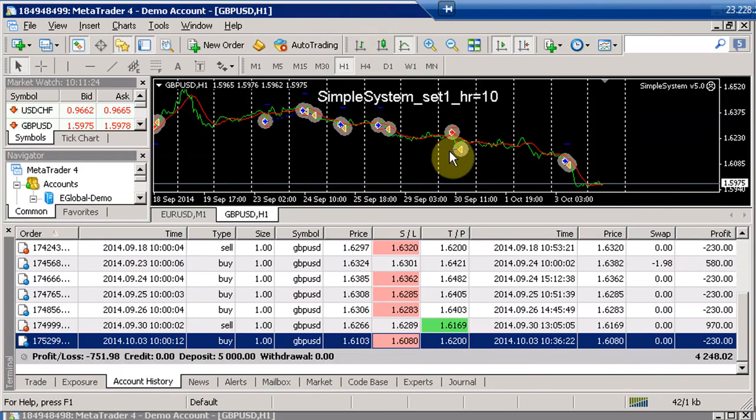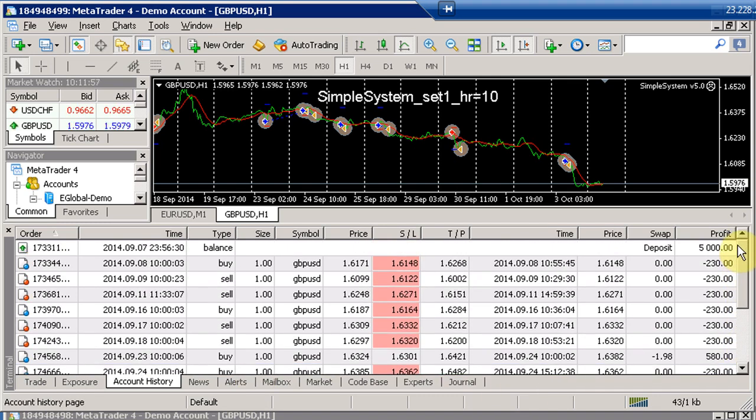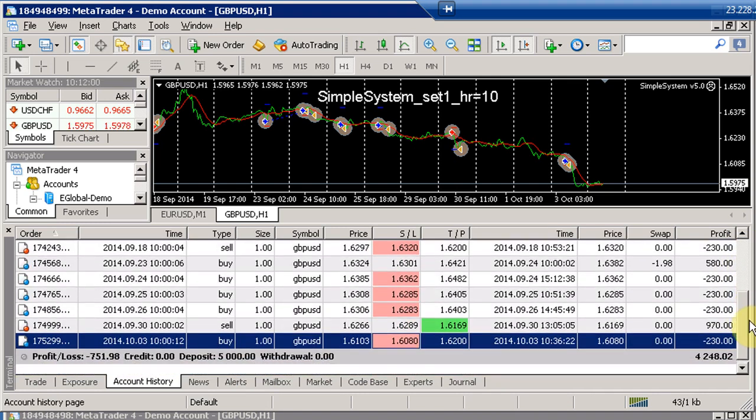So here we've got simple system, set 1 with hour 10. As you remember, this was the most profitable set on our back test and forward test. However, in the live demo test, we can see that it has been performing completely differently. It has actually created a loss on the account. Over the 4-week period of the demo test, this set was able to lose $751.98, and that's with a starting deposit of $5,000. So this is definitely something that we would not consider putting on a large-scale real account, because it's going to lose money.